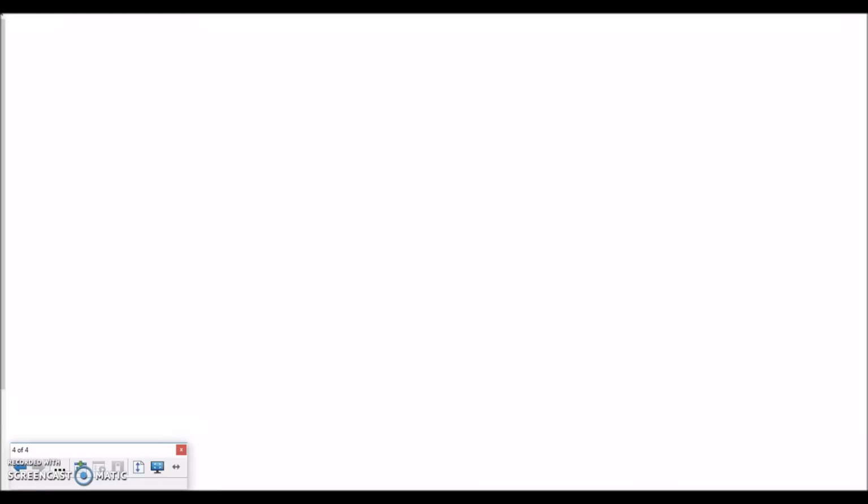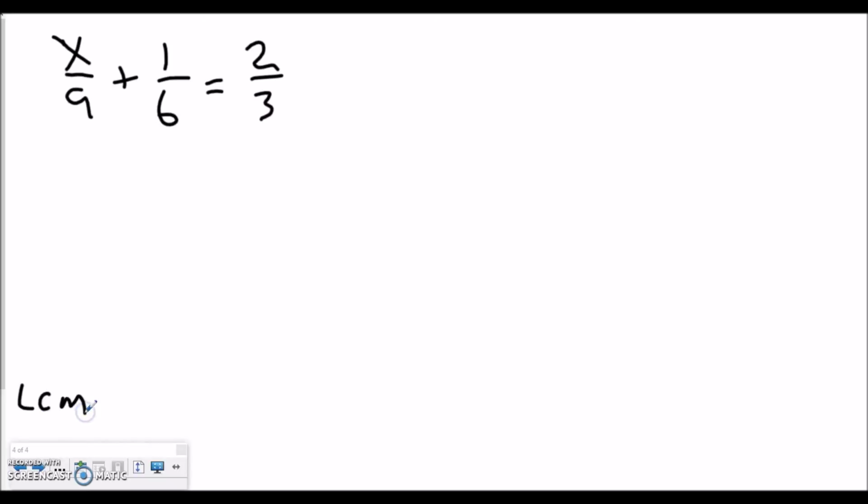All right, let's do some problems. We're going to do x over 9 plus 1 over 6 equals 2/3. We need the least common multiple of 3, 6, and 9. To do that, I'll take the largest number, 9, times 1 is 9. That does not work for 6. 9 times 2 is 18. That works for 9, 6, and 3.